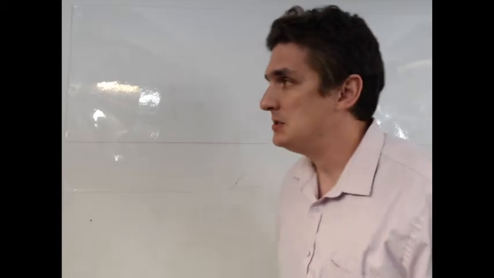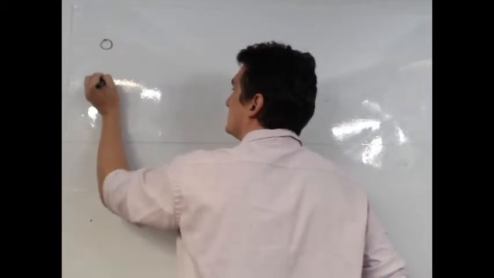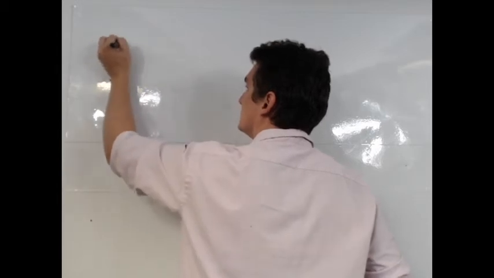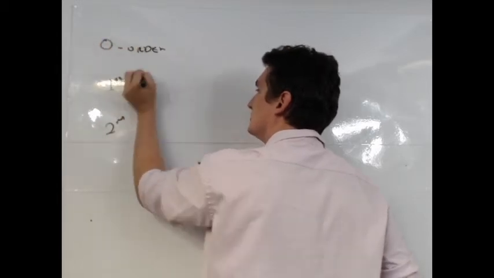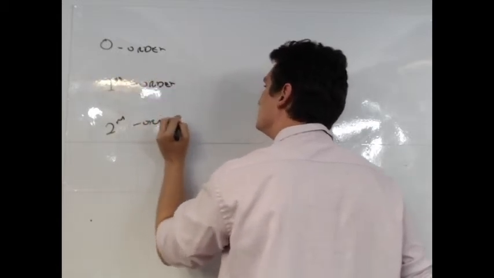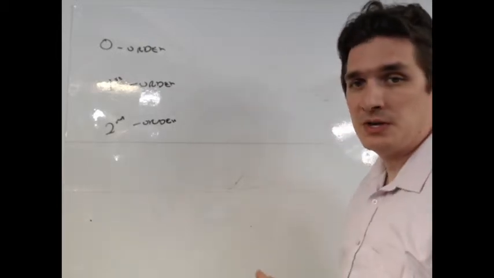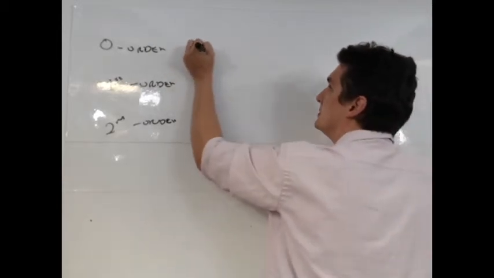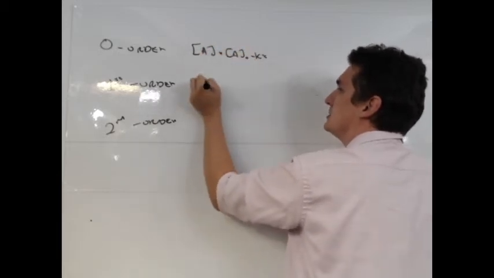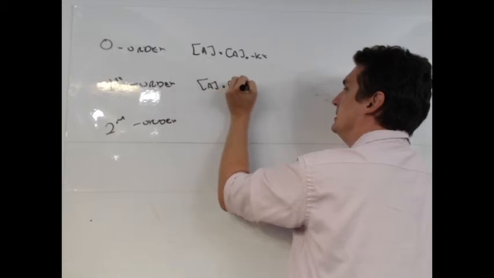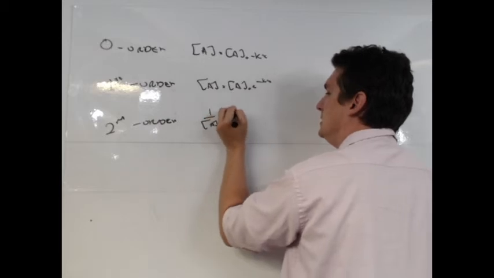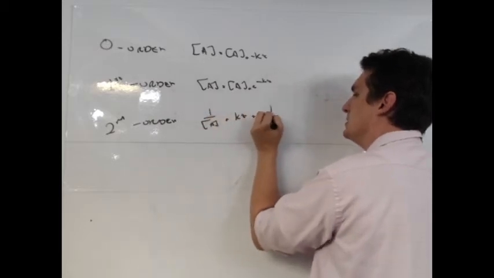So if we have zero, first, and second order, and we want to know what concentration versus time looks like. Well, for zero order, A equals the starting concentration minus kt. For first order, it's A equals A naught e to the minus kt. And for second order, 1 over A equals kt plus 1 over the starting concentration.